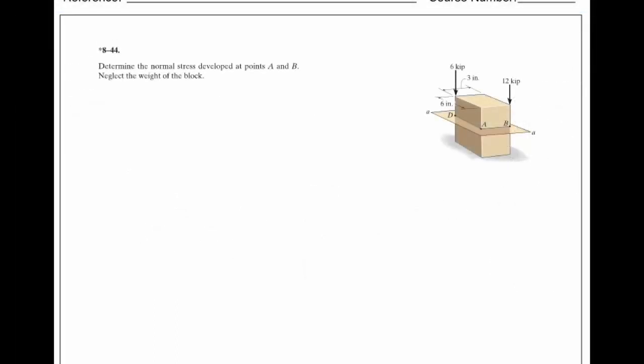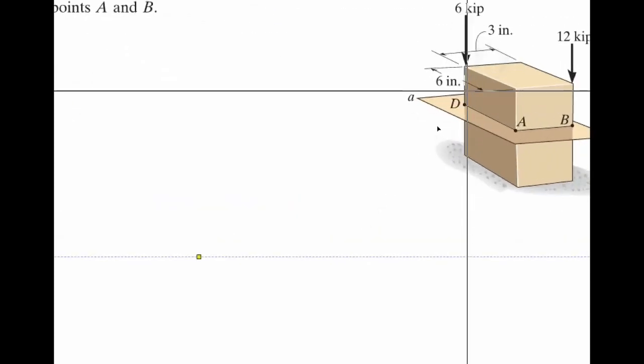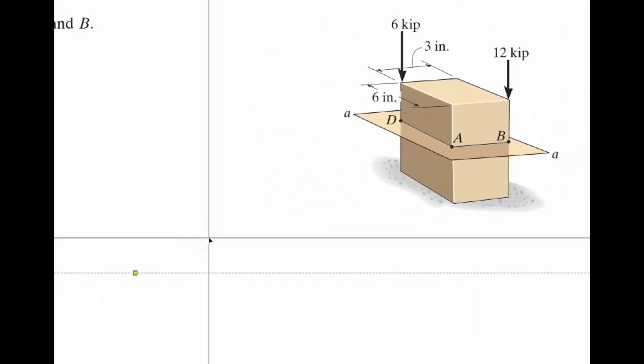All right, so now we're moving on to problem 8-44, and it says determine the normal stress developed at point A and point B. Neglect the self-weight of the block. It just makes the calculation easier. We first need to find out where points A and B are, so we zoom in.